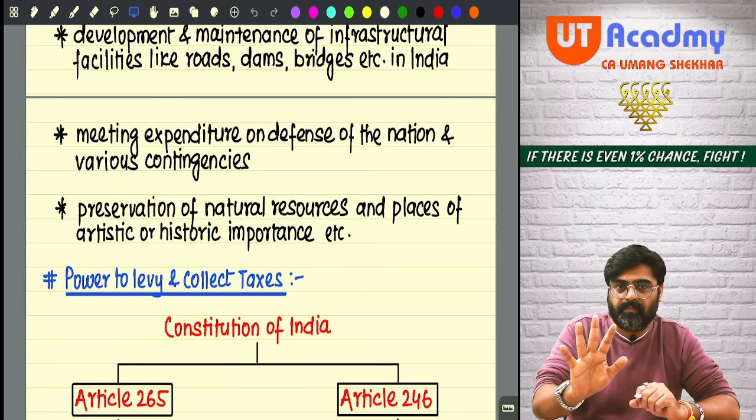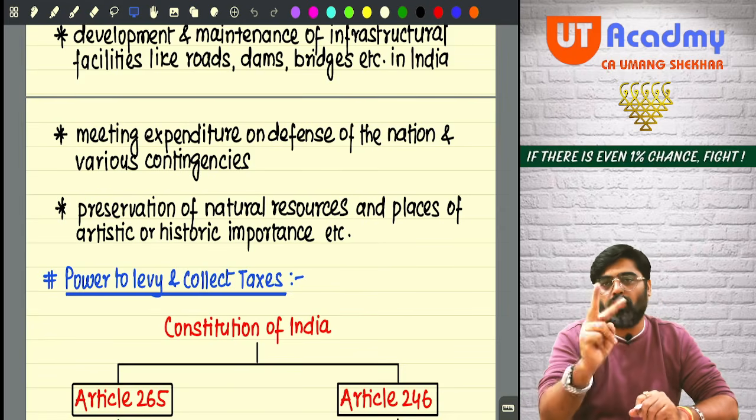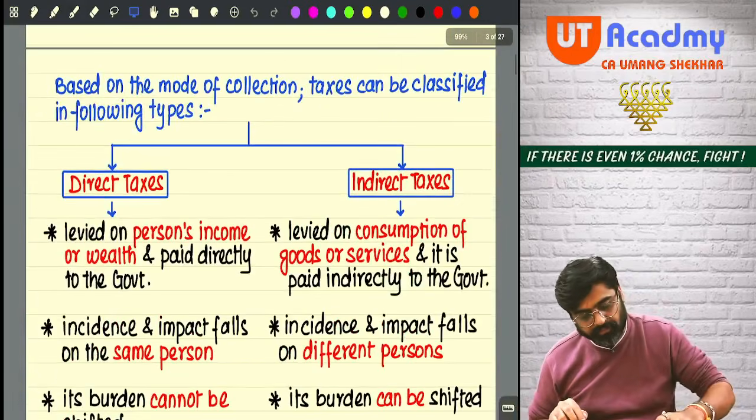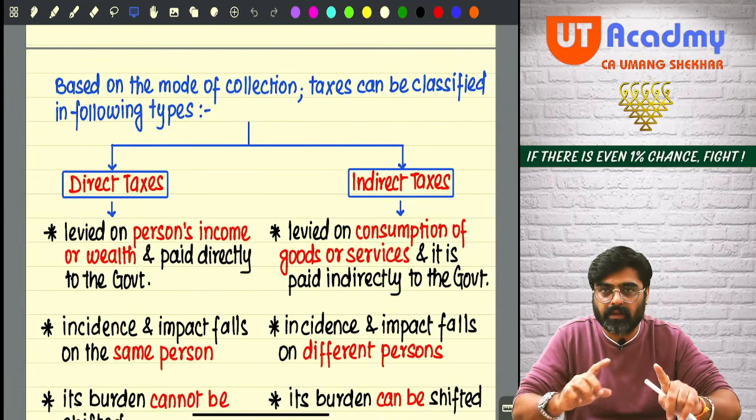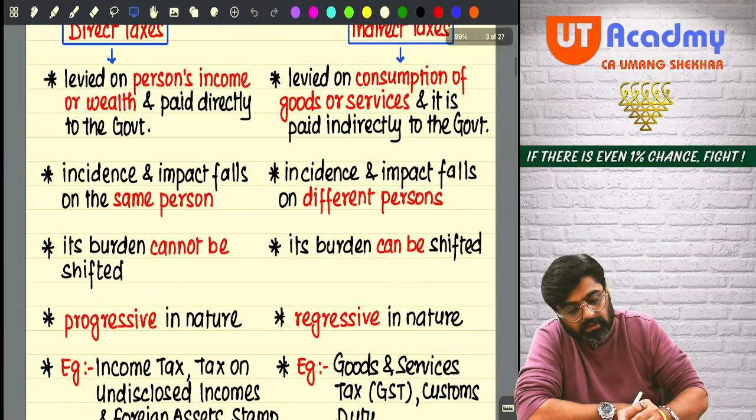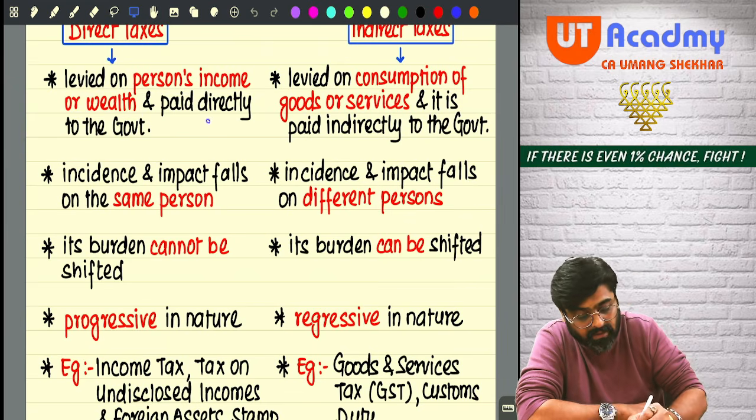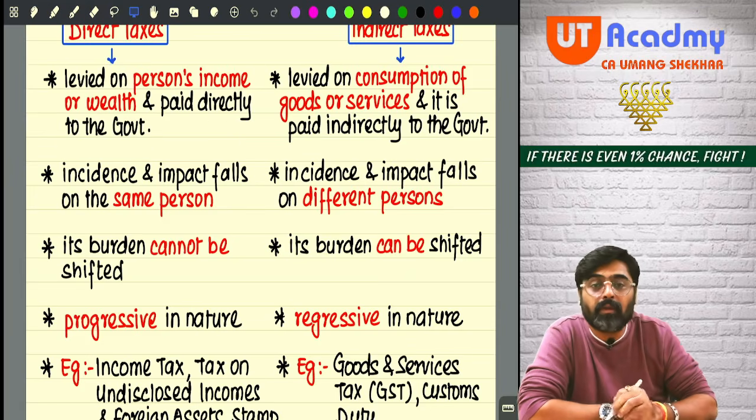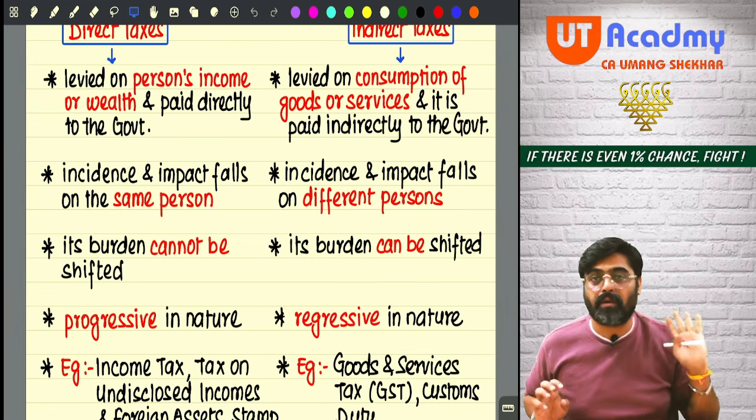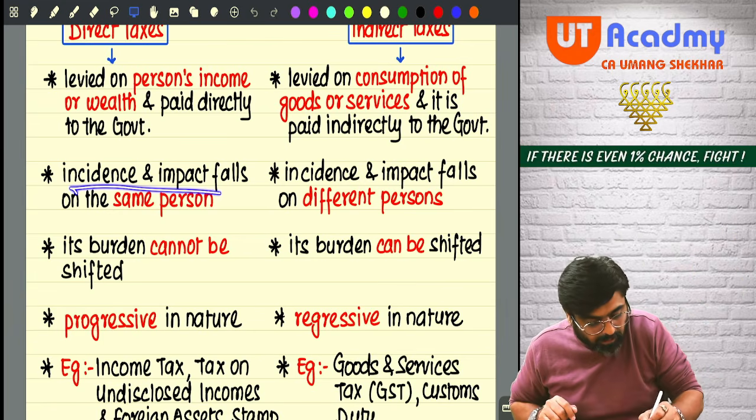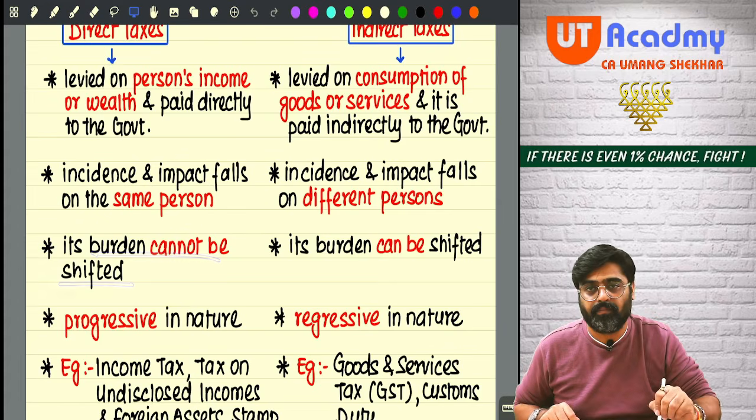Okay, now tell me, the taxes will be taken from the taxpayers in two ways. I told you, no? First one is direct and second one is indirect. And the difference also we have studied. Okay, now come on, see. Direct taxes are taxes on a person's income or wealth. They are paid directly to the government. The government will come and directly take it from your pocket, or you go and pay it directly from your pocket. Meaning, incidence and impact fall on the same person and the burden cannot be shifted.